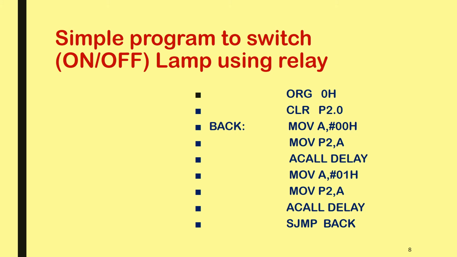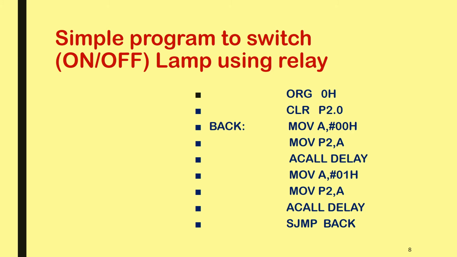And at the output of the relay we can connect a bulb, which will turn on when the relay gets energized by sending logic 1 through the microcontroller. So step by step you can go through. A simple thing: ORG 0H, then clear P2.0. First of all, make P2.0 zero: MOV A, #0H. So this moves the accumulator contents to P2, that is, 0 is transferred, and now call delay.